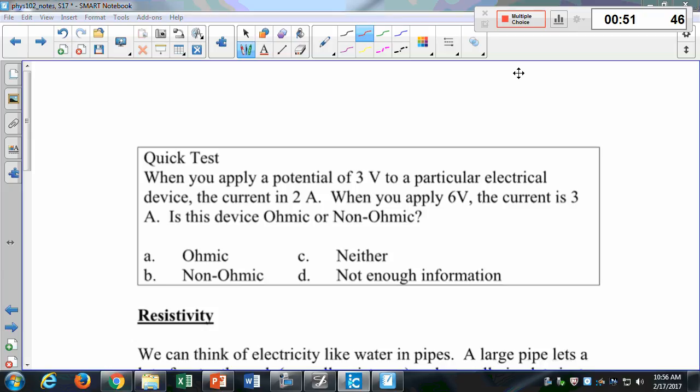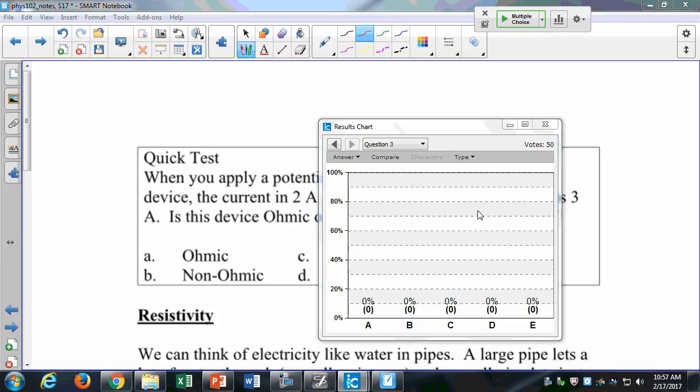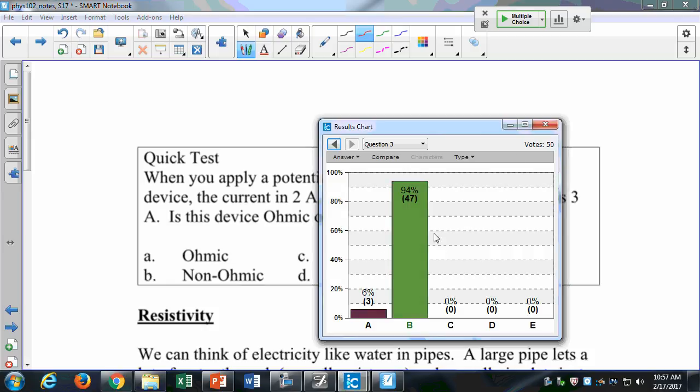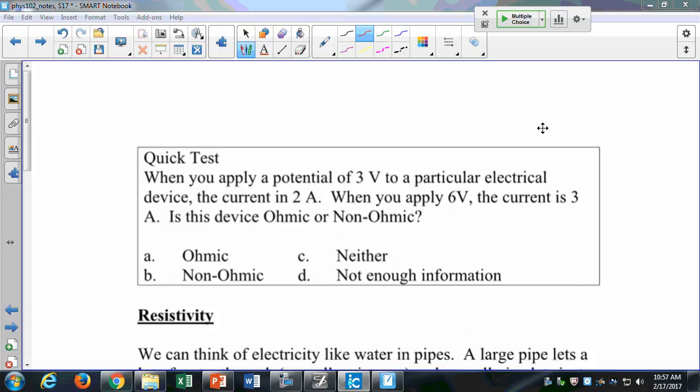Okay, doing a good job. I'm going to stop here at 58. Okay, good. B is right. It is non-ohmic. What would the current have to be if it were an ohmic device?